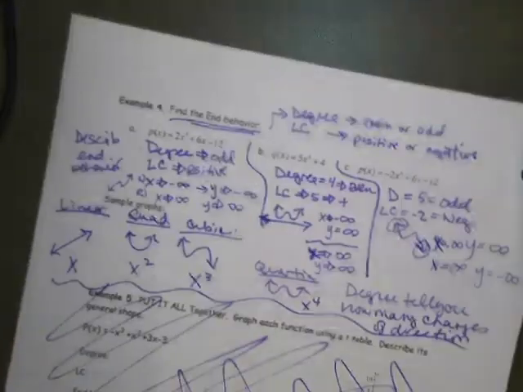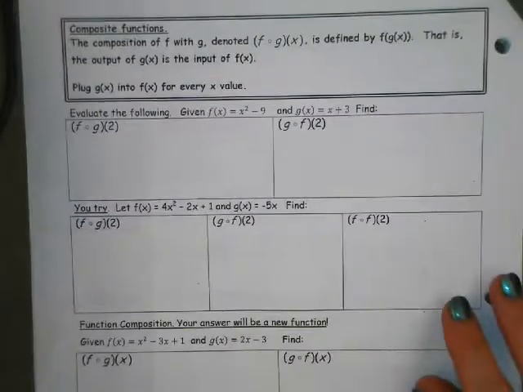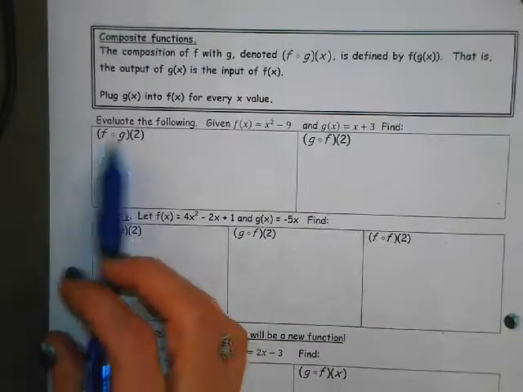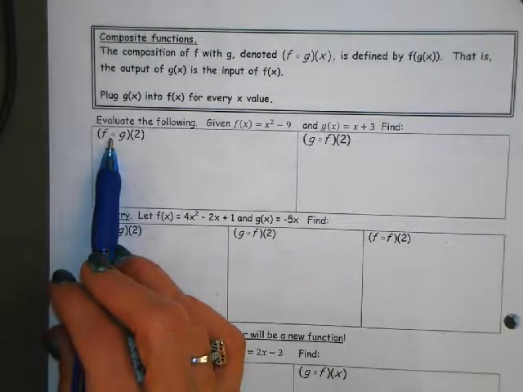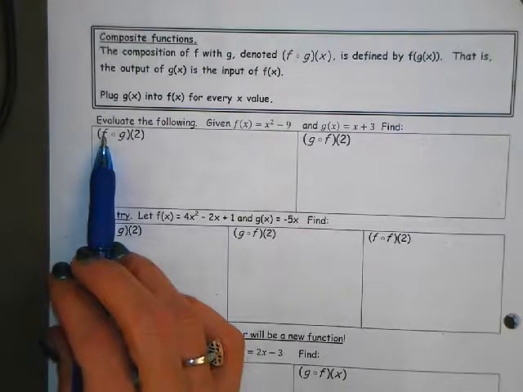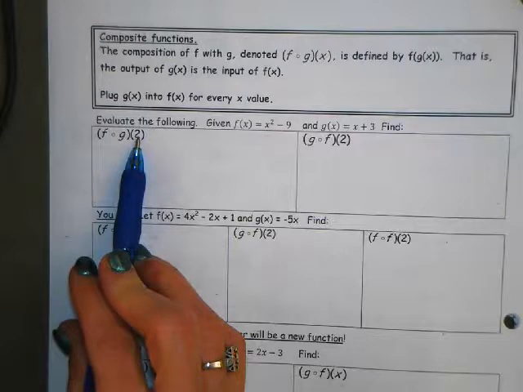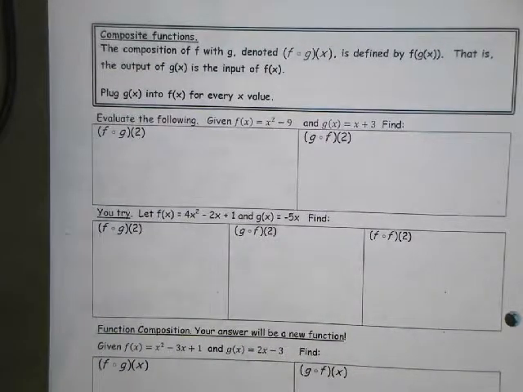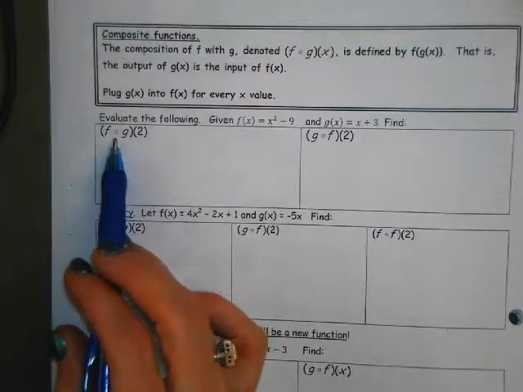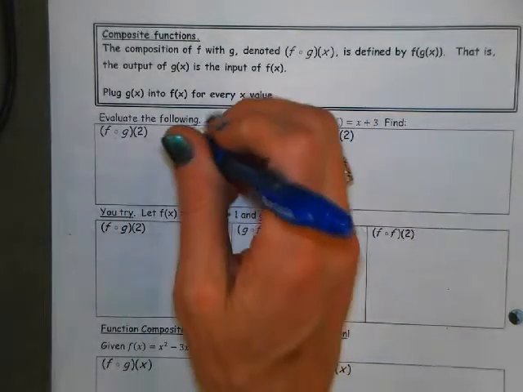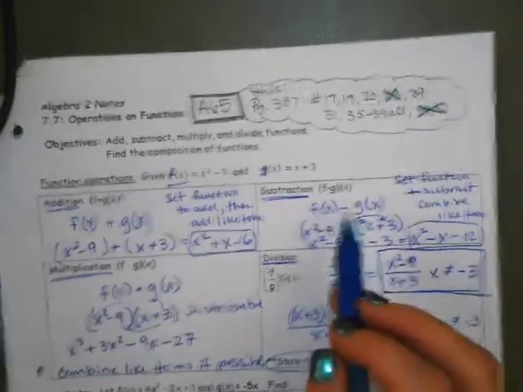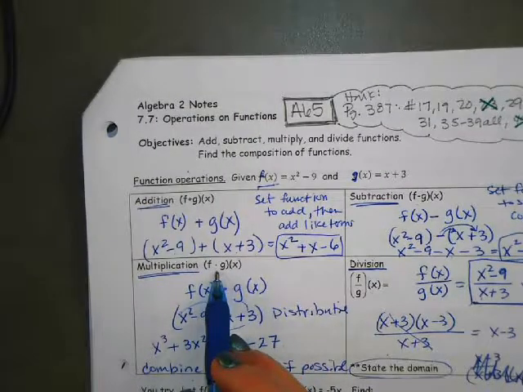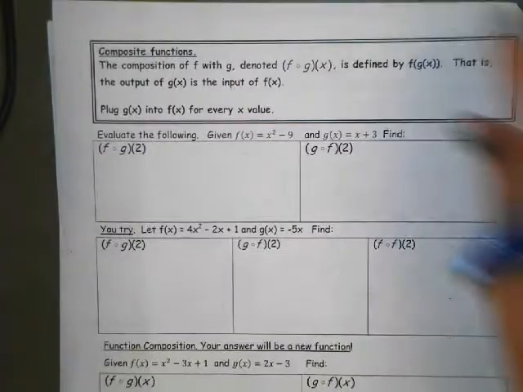So that was working with what we call function operations: adding, subtracting, multiplying, dividing. Now what we're going to do is deal with what's called composite functions. It looks kind of similar, but notice how the little dot in the middle is like an O. We call this f of g and then whatever that value is. Does everyone see the difference between that symbol and this symbol? This is a closed dot, this is an open dot. Just realize that is the difference.